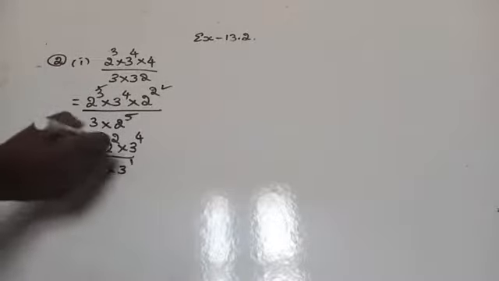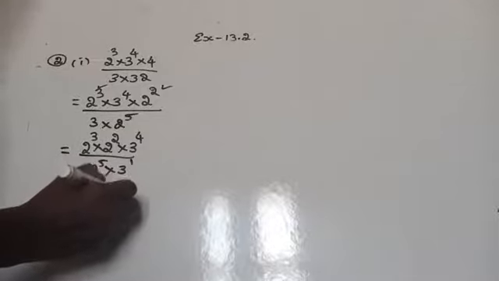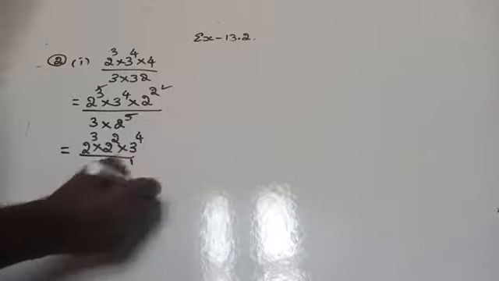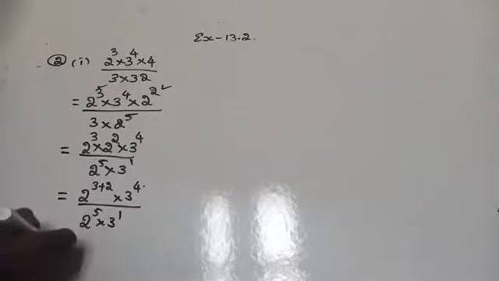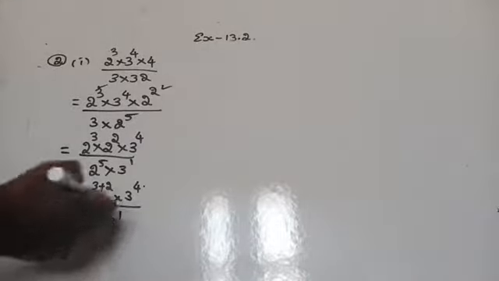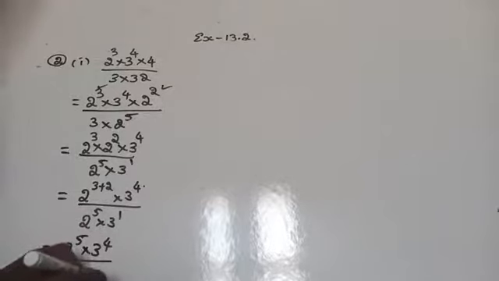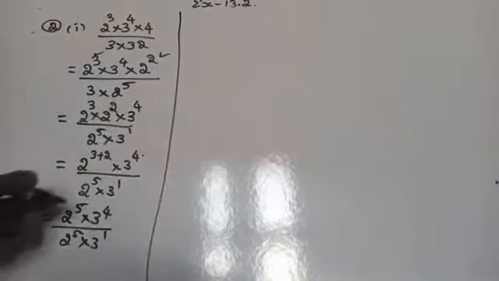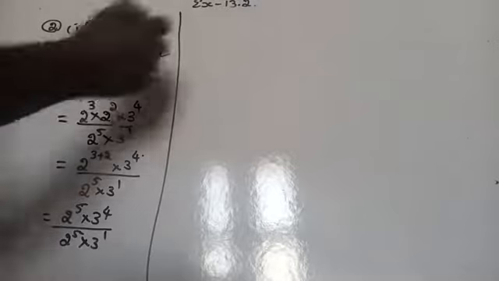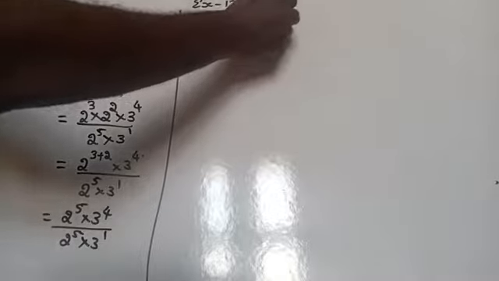Am I right? Now a power m into a power n is a to the power m plus n. That is 2 to the power 3 plus 2 into 3 to the power 4 by 2 power 5 into 3 power 1. So 2 to the power 5 into 3 to the power 4 by 2 power 5 into 3 power 1. Am I right? Yes. Then 2 power 5 and 2 power 5, either you can cancel, otherwise you can write 2 to the power 5 minus 5 into 3 to the power 4 minus 1.